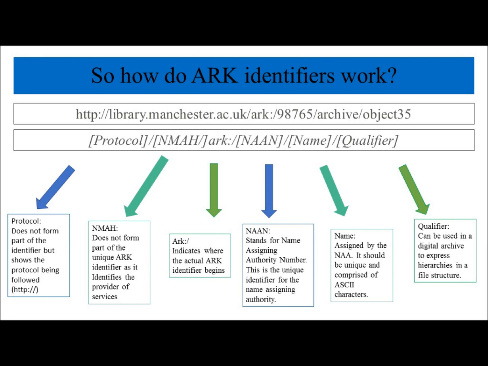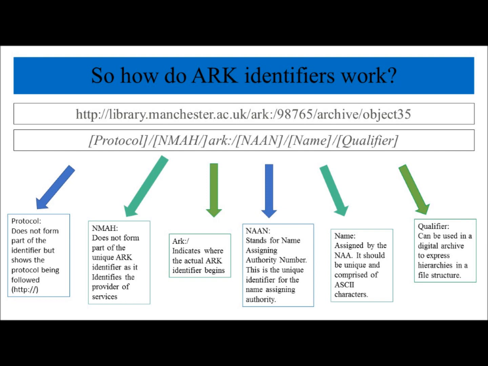These two links show how archival resource keys look once complete and the various components that make up the key. I have used a hypothetical example given by Manchester and Oxford's Paradigm Project resources on ARK to show the display of an archival resource key. The first aspect of the key is protocol. This does not form part of the identifier, but shows the protocol being followed. Following this is the NMAH, that again does not form part of the unique identifier, but identifies the provider of the services. The ARK indicates where the identifier begins.